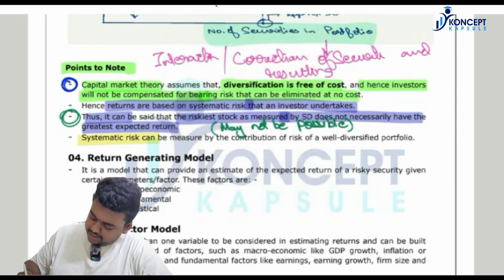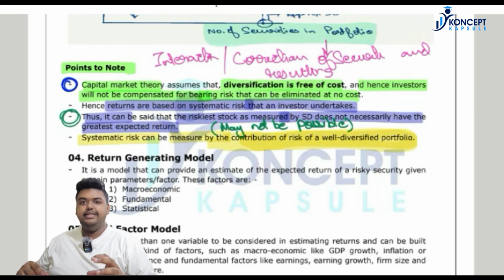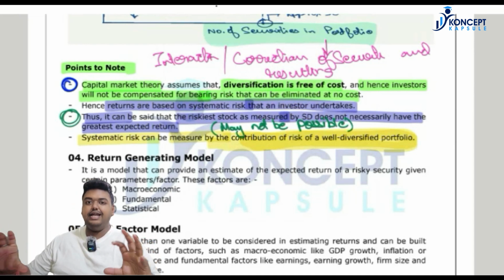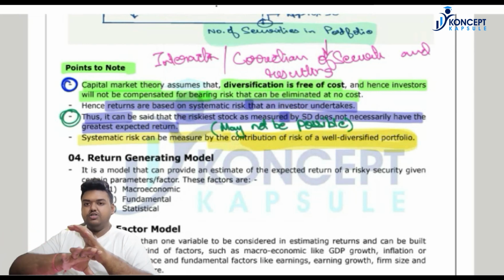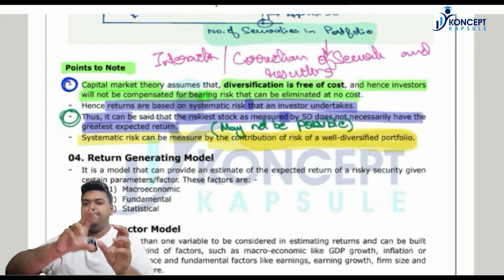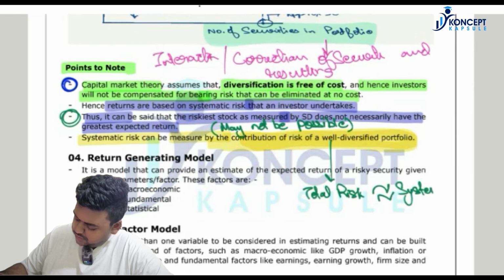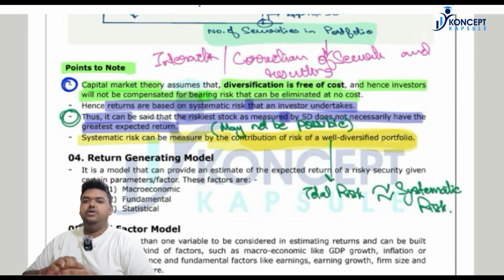Last point: systematic risk can be measured by the contribution of risk of a well diversified portfolio. So what is it saying? It is saying that if you need to compute the systematic risk of a portfolio, you should well diversify it and then compute the total risk. Because of good diversification, it is assumed that unsystematic risk will go away. So the total risk will become approximately equal to systematic risk. Are we clear? Guys, are we clear? Cool, guys.